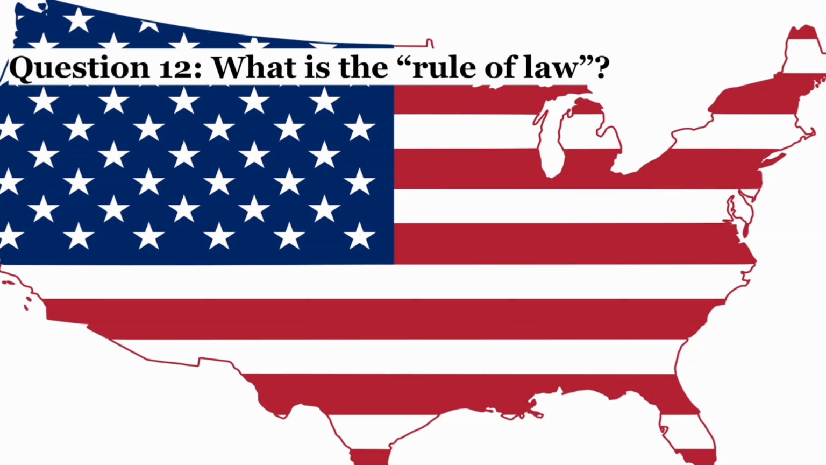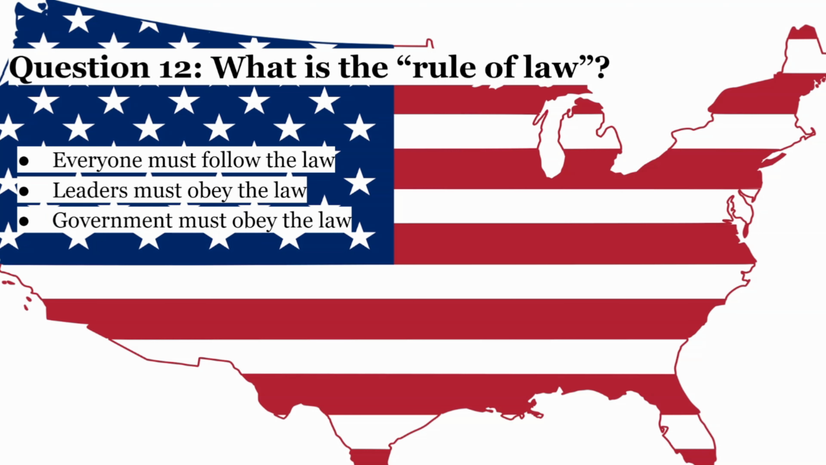So question 12, what is the rule of law? This one might be a little trickier, but you just need to break down the terms. So the answers are: everyone must follow the law, leaders must obey the law, government must obey the law, and no one is above the law. So basically, for rule of law, you just need to memorize this term as it literally says everyone must follow the law. You can just say that answer because everyone in this case includes leaders and government. So everyone must follow the law.